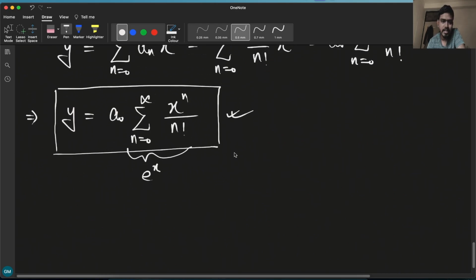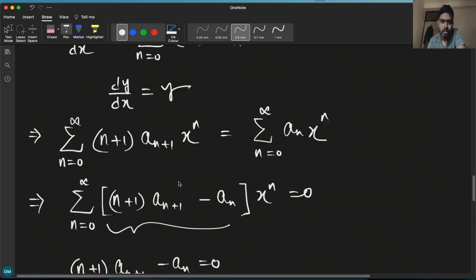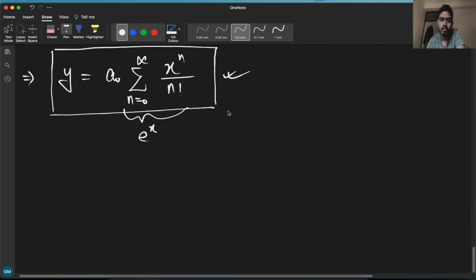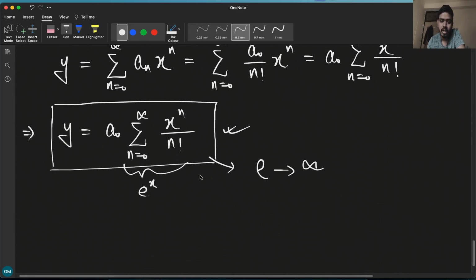And the interesting thing is that though we are finding a solution around x equals 0, this solution will be valid for all x. It's because the series is convergent. We have already proved in the last class that this series has a radius of convergence which tends to infinity. So though we are finding a solution in the neighborhood of x equals 0, the radius of convergence of the series is infinity. That means it will be valid for all x.